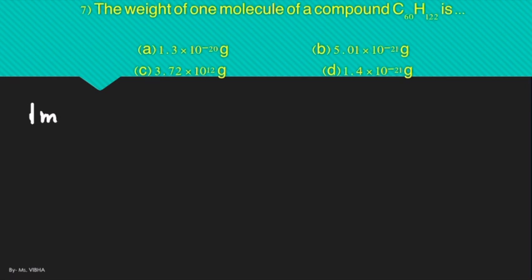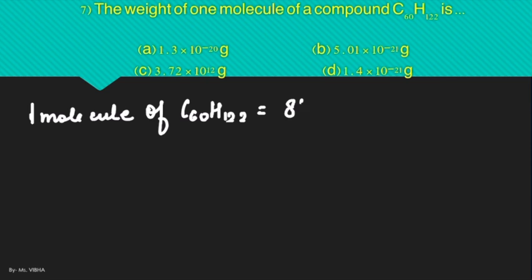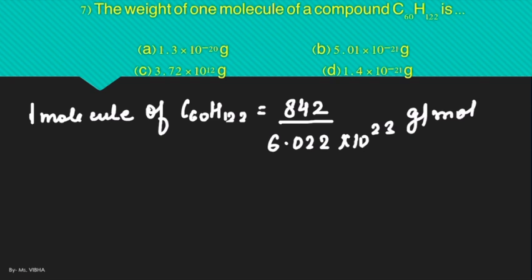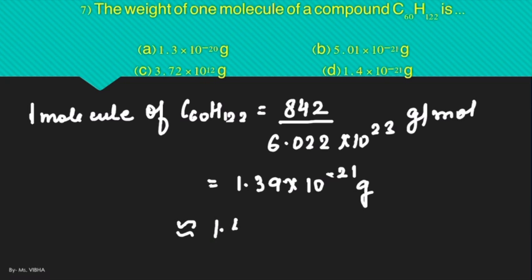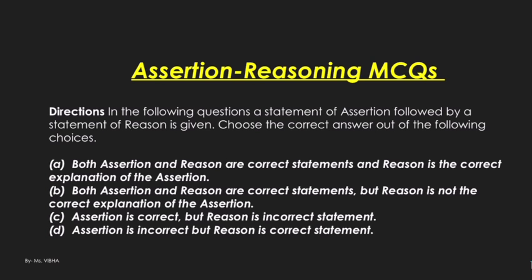So one molecule of C60H122 is equal to 842 upon 6.022 into 10 raised to power 23 gram per mole, which comes out to be, after calculation, 139 into 10 raised to power minus 21 grams, which is approximately equal to 1.4 into 10 raised to power minus 21 grams, and the answer is this, that is C. The next type of questions that we need to start is the assertion and reasoning question.